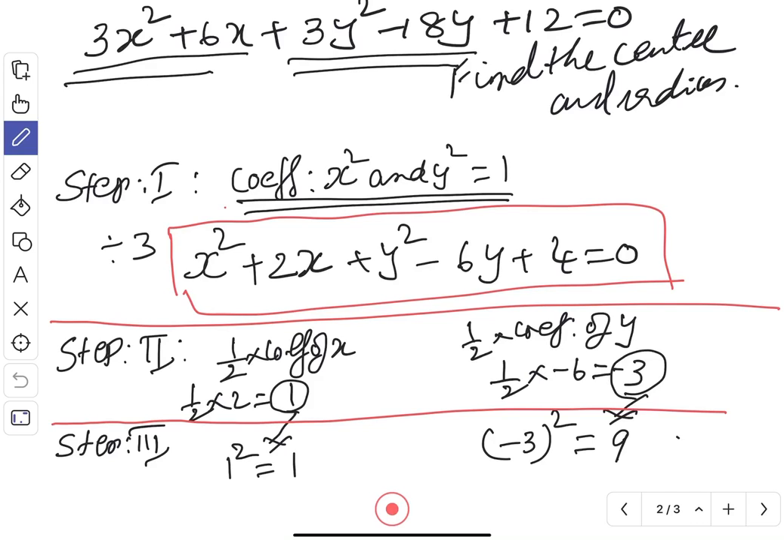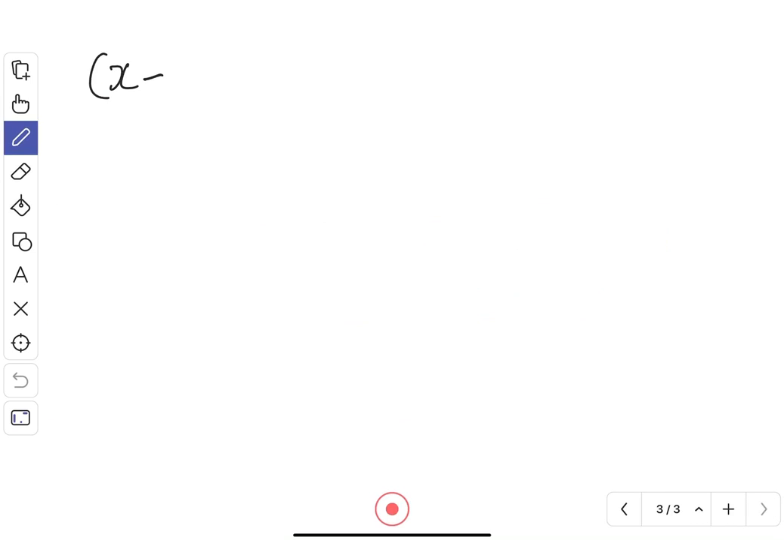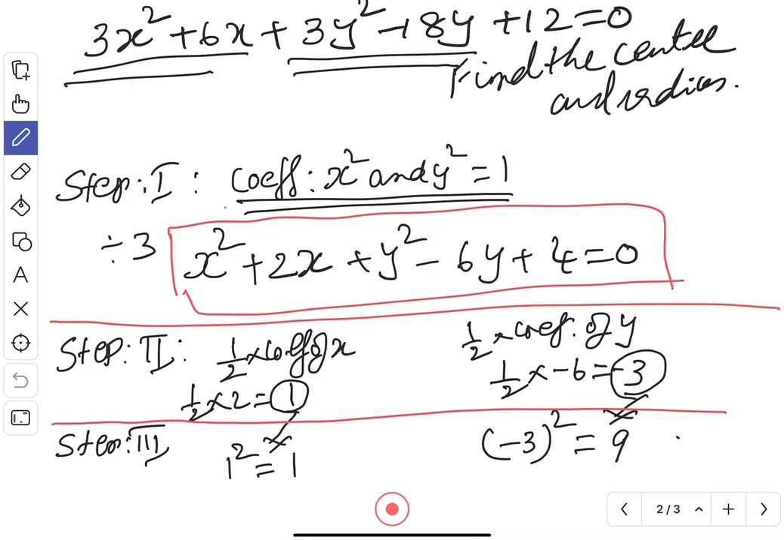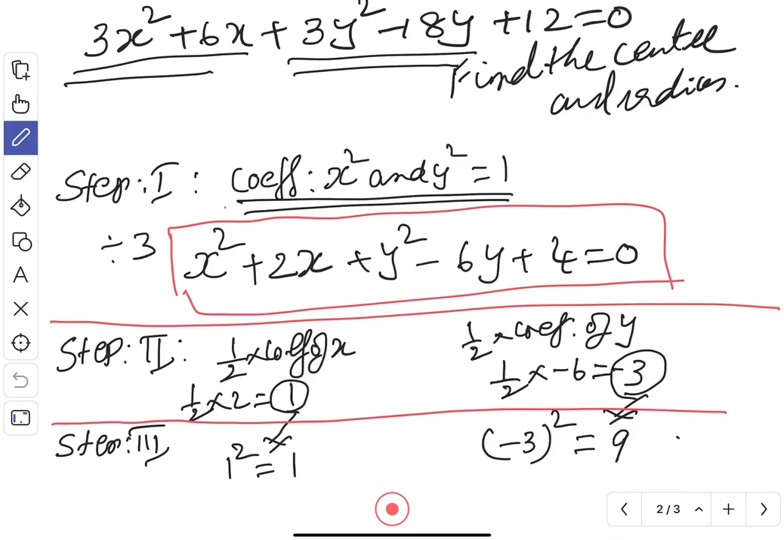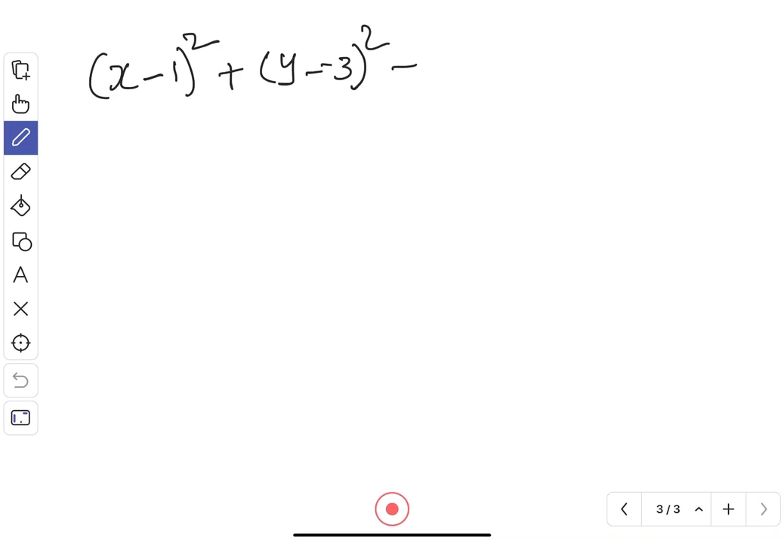So what is my fourth step? I'm going to rewrite the equation. So my equation now is x minus 1, the whole squared, plus, in step number 2, what is y? It was negative 3. So I'll write y minus of negative 3, the whole squared. And retain the constant as it is. My constant here is 4, so I retain my 4, plus 4.